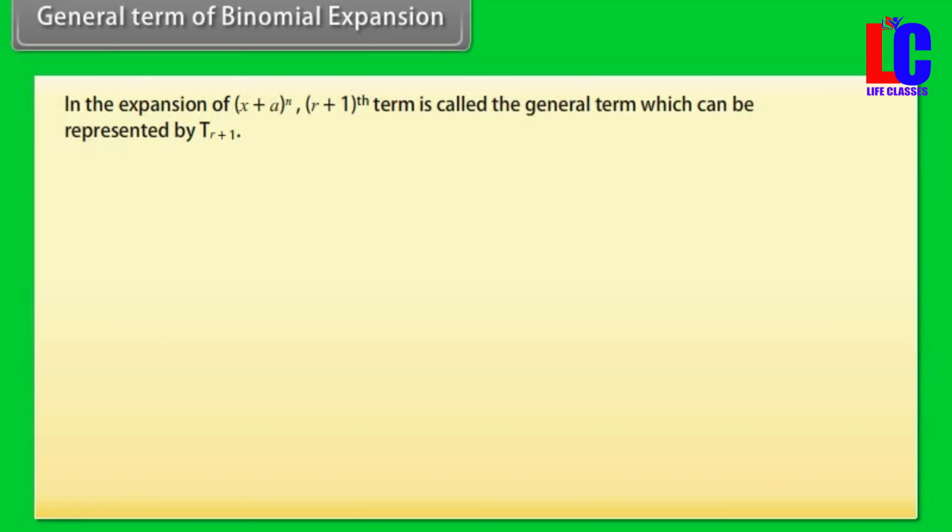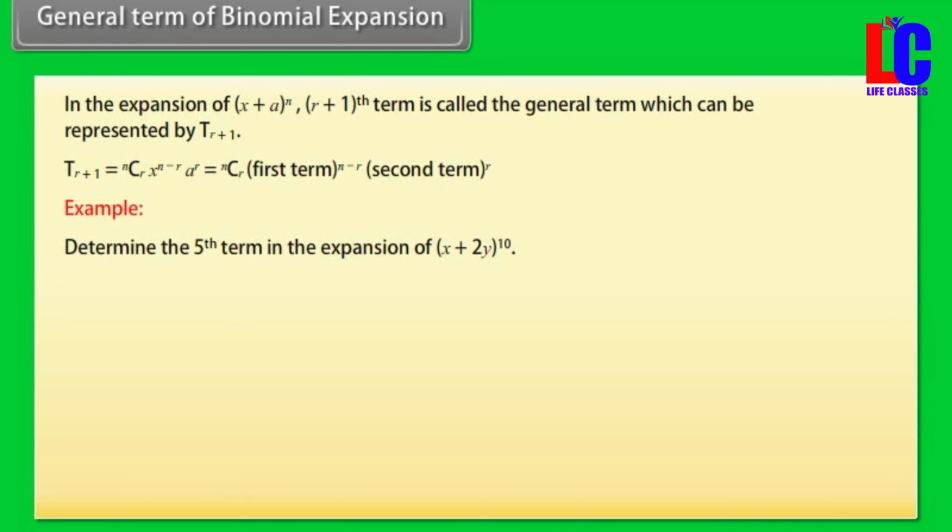General term of binomial expansion. In the expansion of (x + a)^n, the (r+1)th term is called the general term, which can be represented by T(r+1). T(r+1) is equal to nCr into x raised to power n minus r into a raised to power r, which is equal to nCr, first term raised to power n minus r, into second term raised to power r.